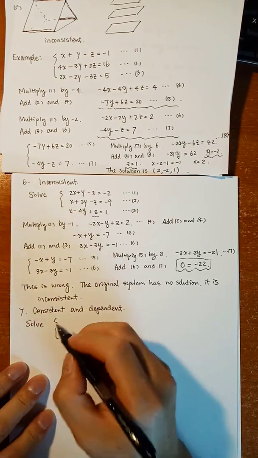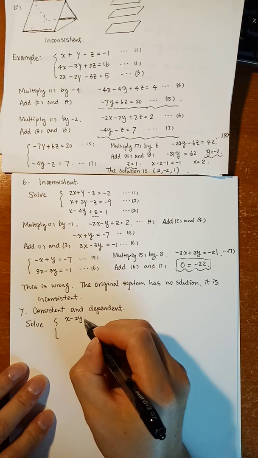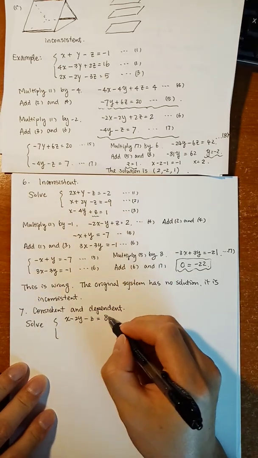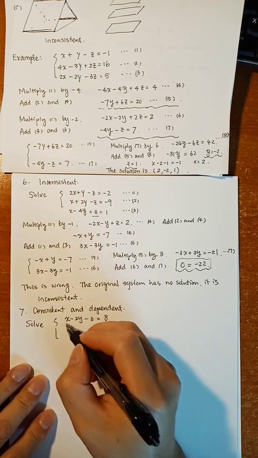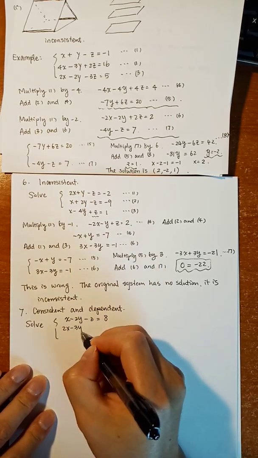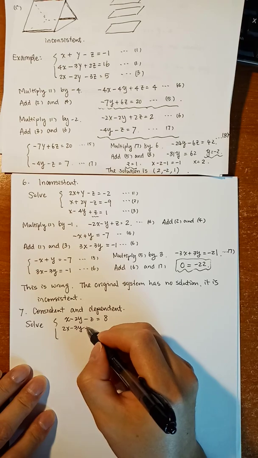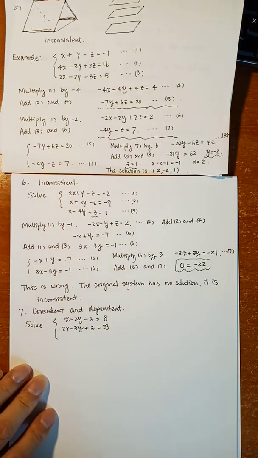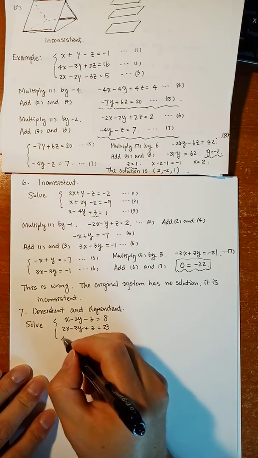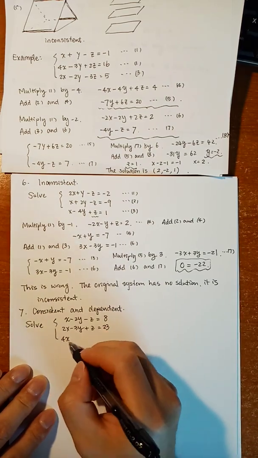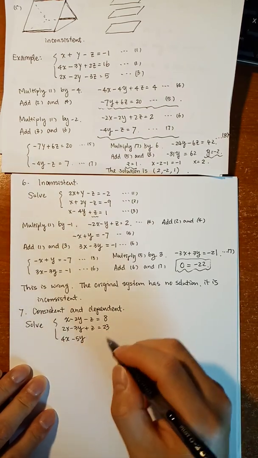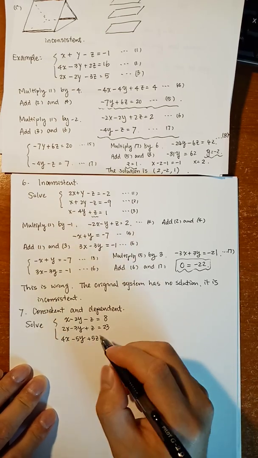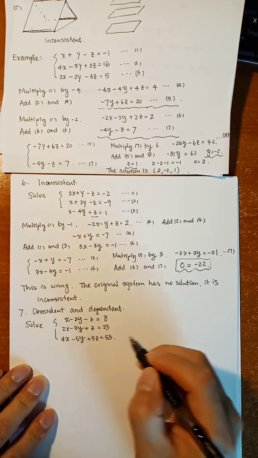We solve it. We have x minus 2y minus 2z is equal to 8. 2x minus 3y plus z is equal to 23. And 4x minus 5y plus 5z is equal to 53. Try to solve it.